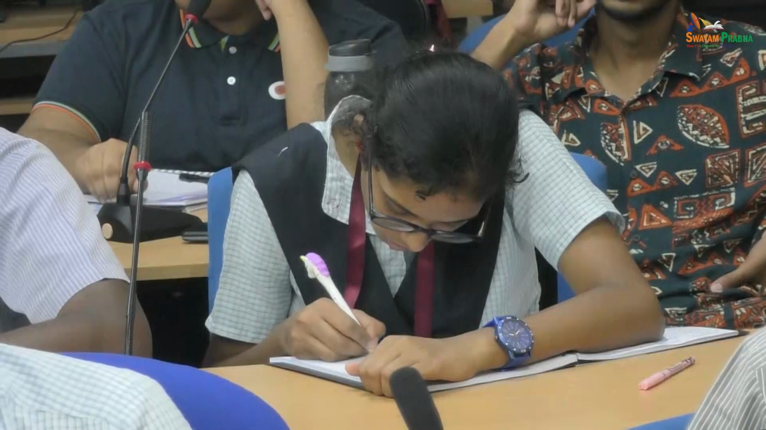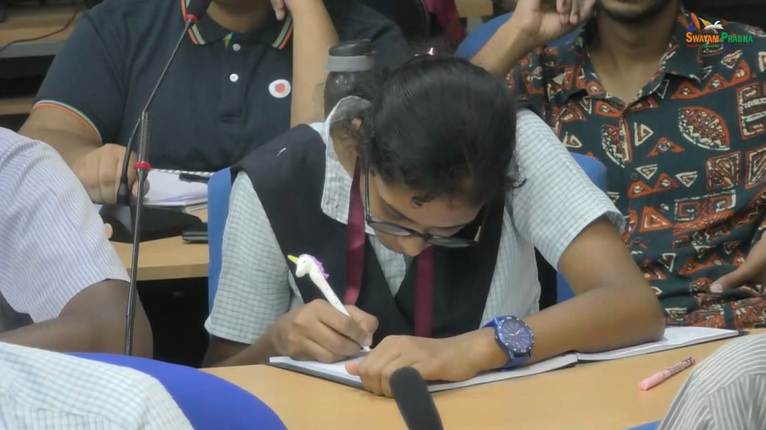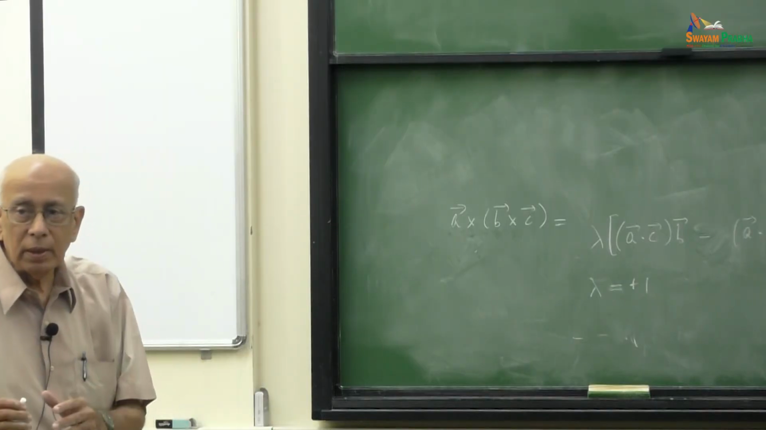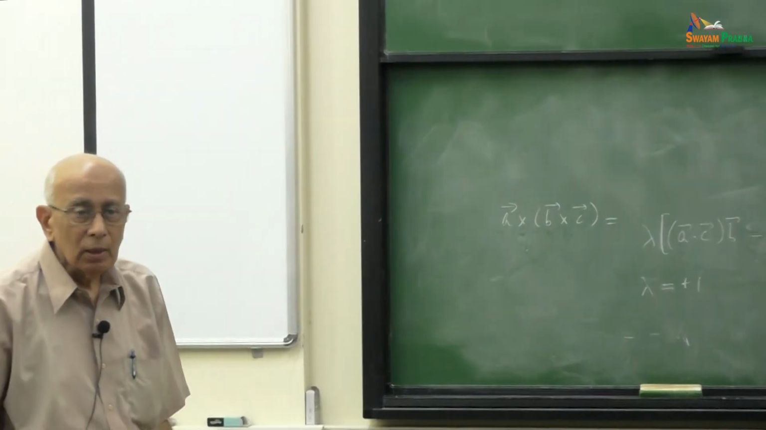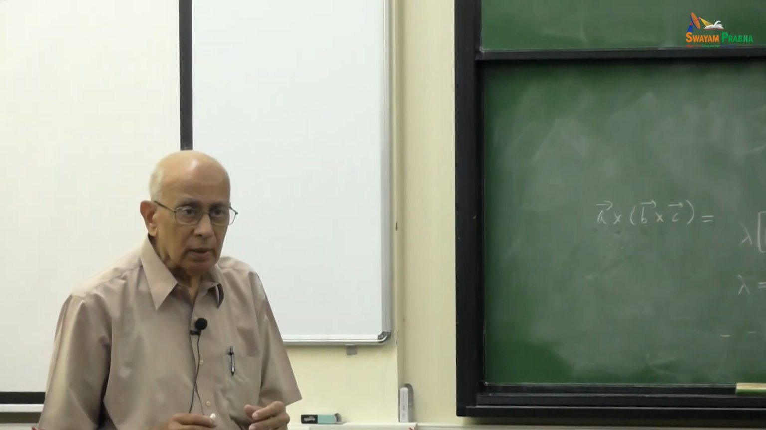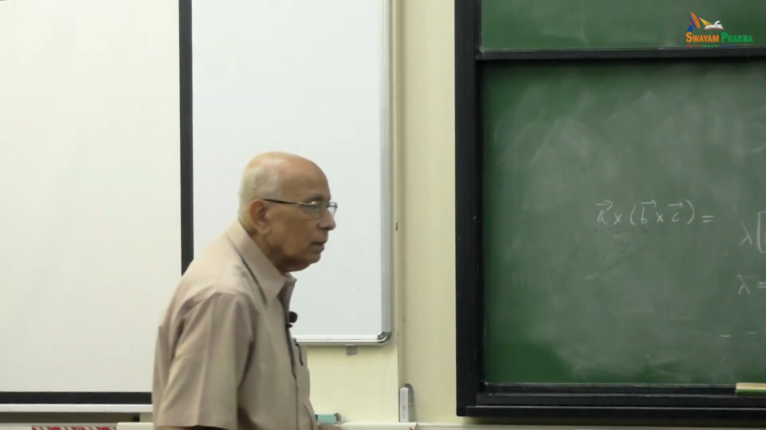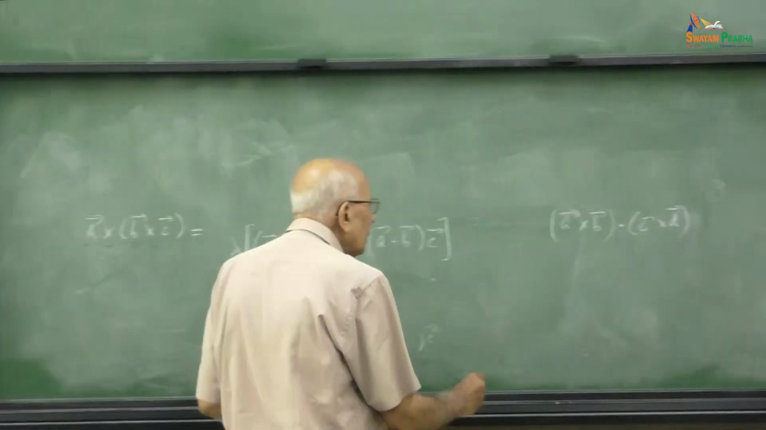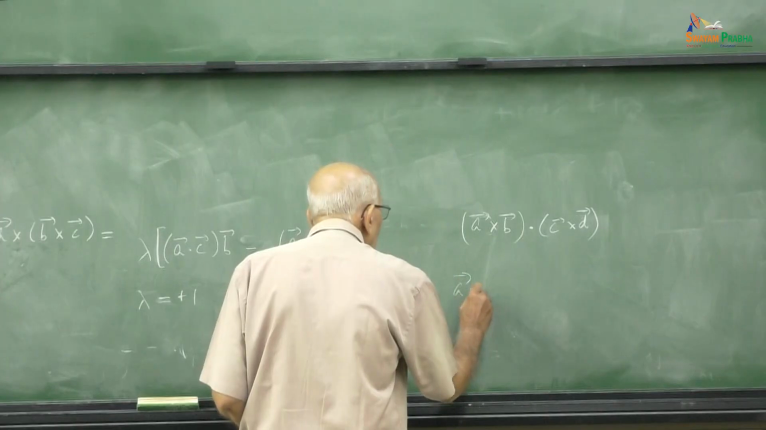Four different vectors A, B, C, D, arbitrary vectors, and you've got this vector product A cross B, a vector product C cross D, and you're taking the dot product. So will the answer be a scalar or a vector? Scalar. Does anyone remember the answer for this?